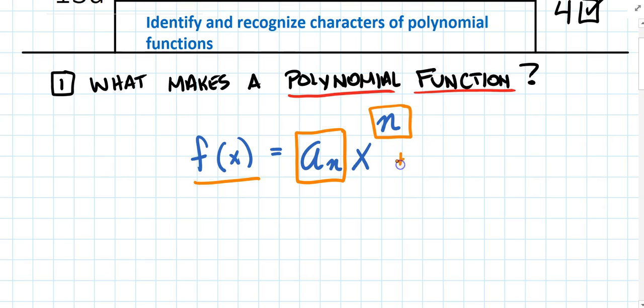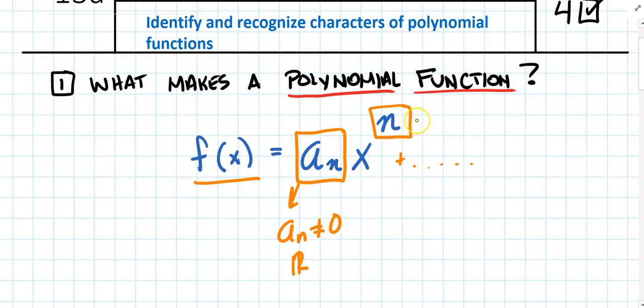And of course, this could be added on and so on and so forth, but they're all going to take the same effect. Basically, the first part here, this a sub n part, is not allowed to be 0. That's our first idea that we have to have. And it can be any real number that we want. So a sub n can't be 0, but it can be any real number.